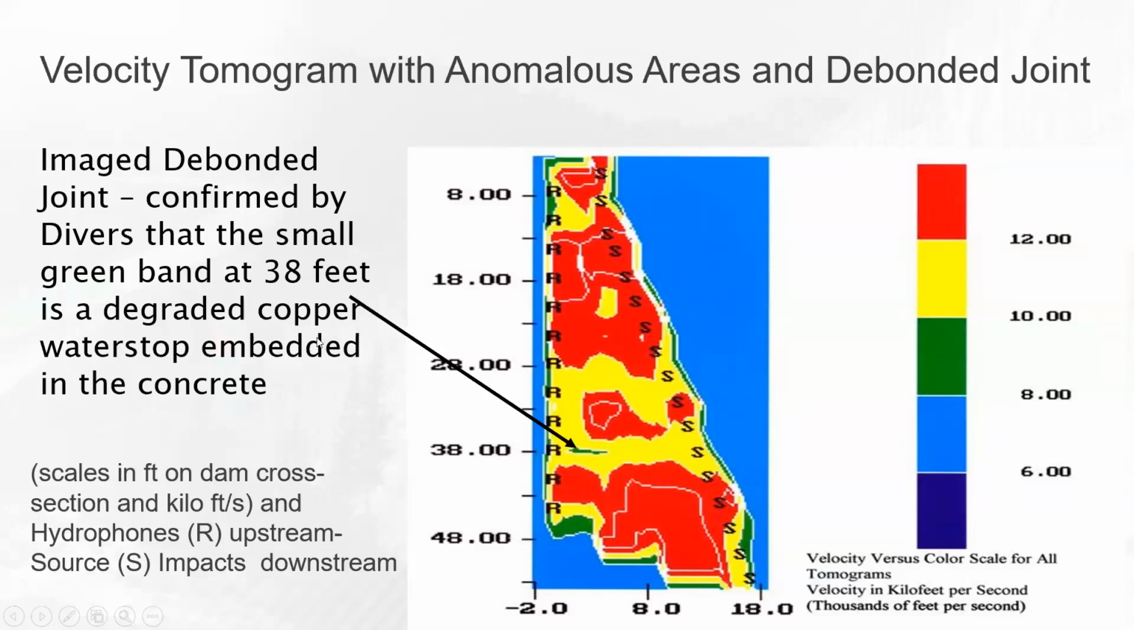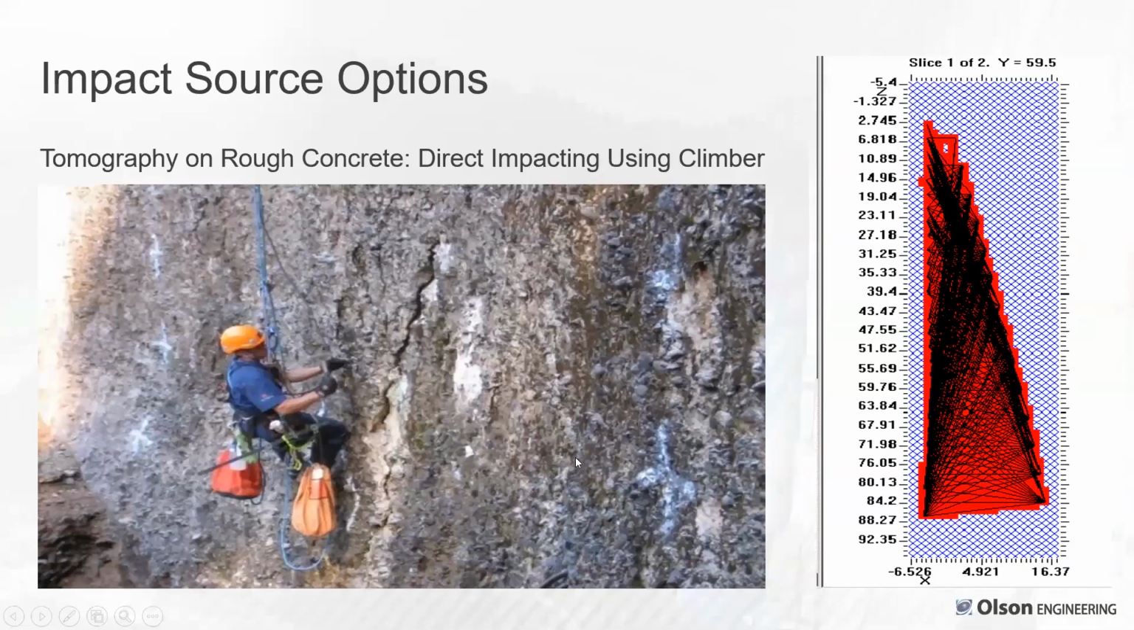And interestingly enough, the divers went down and confirmed that this was a degraded copper water stop that was embedded in the concrete. So an open joint, if you will. So sometimes your dam concrete can be severely affected by freeze-thaw damage. And this is an example of that where the larger impact impulse hammer was definitely needed.